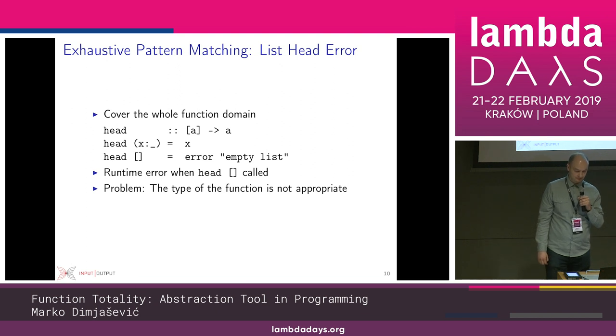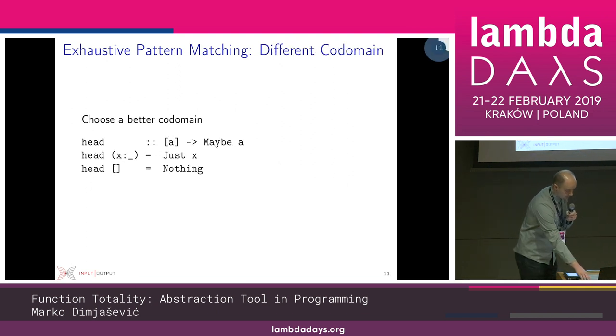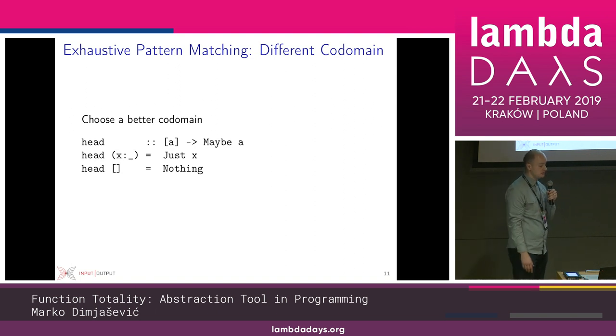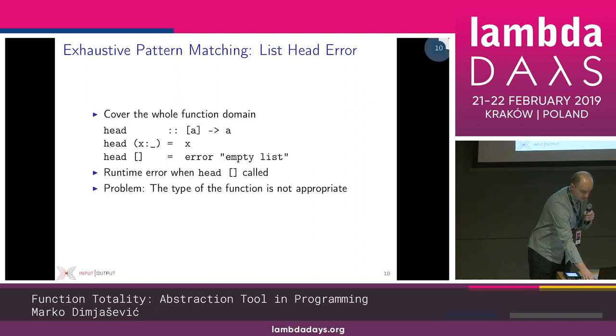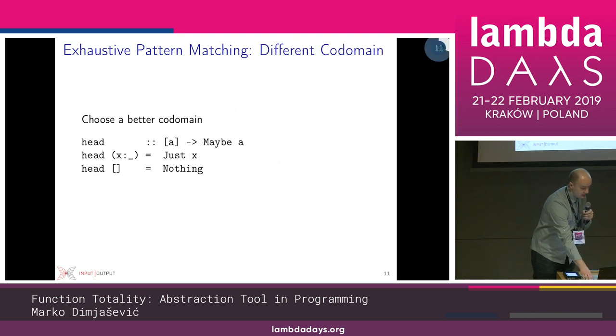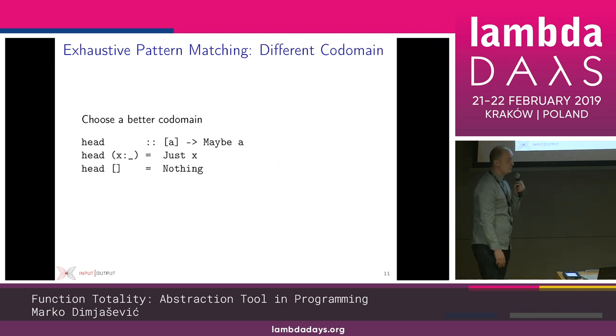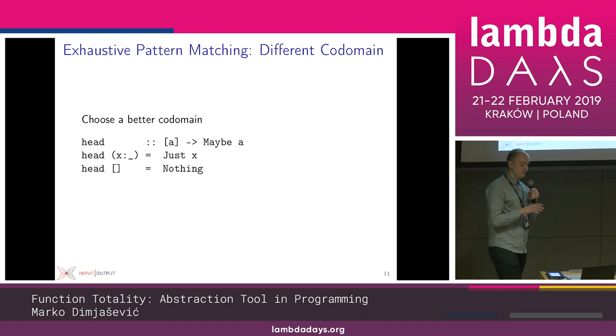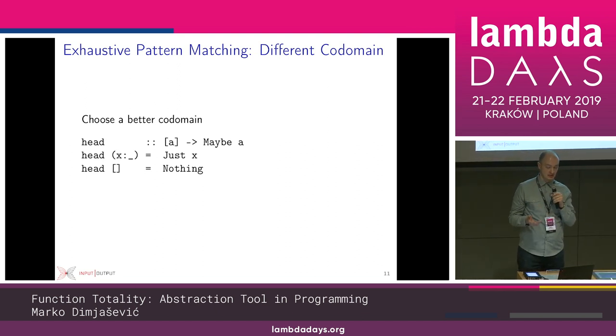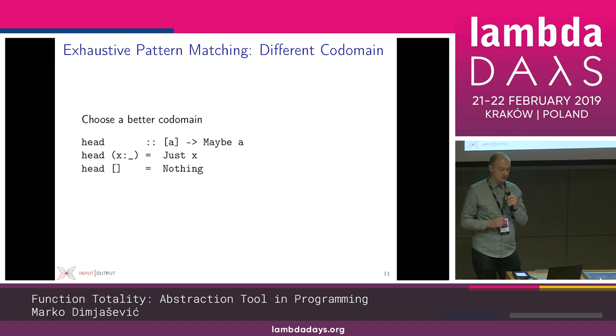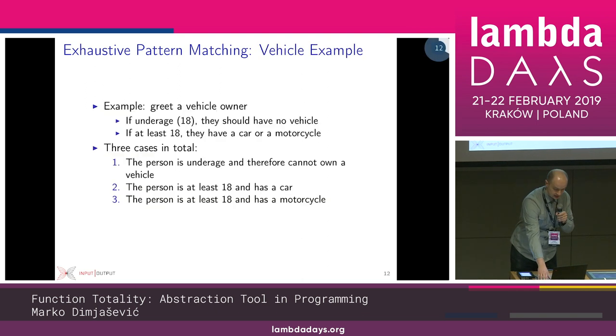What to do here? So what we could do is to change the type of the function. So here, we change the return type from A to Maybe A because we want to communicate the possibility of either failure or, in this case, the part of the domain that this function is not defined on. So here we just say for the empty list, we return a value that is Nothing. And of course, if it's a non-empty list, we return Just the head.